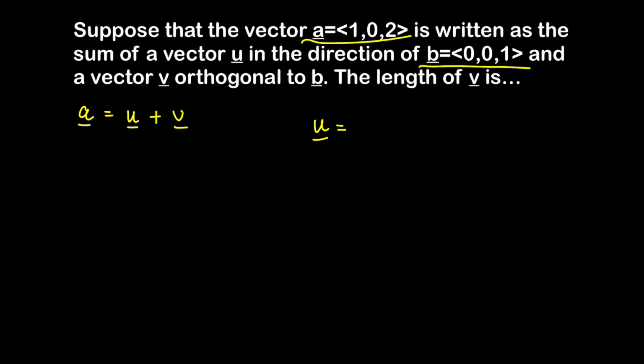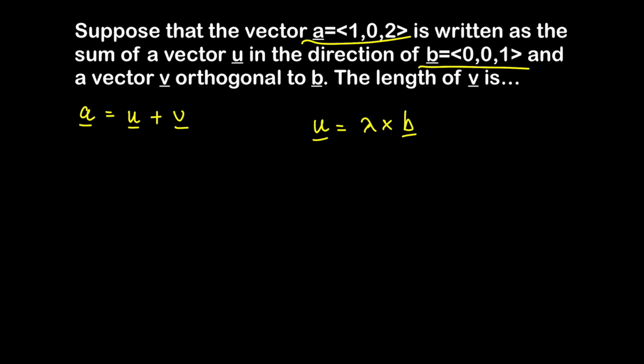So we know that u is equal to some constant times the vector B. And the reason why we have a constant times vector B is because it must be in the same direction as B, so we can't multiply B by another vector, because then it won't be in the same direction as B, but we can multiply it by a constant, because we don't know to what scale this vector is, so we are simply multiplying it by a constant lambda, where lambda is an element of the real numbers.